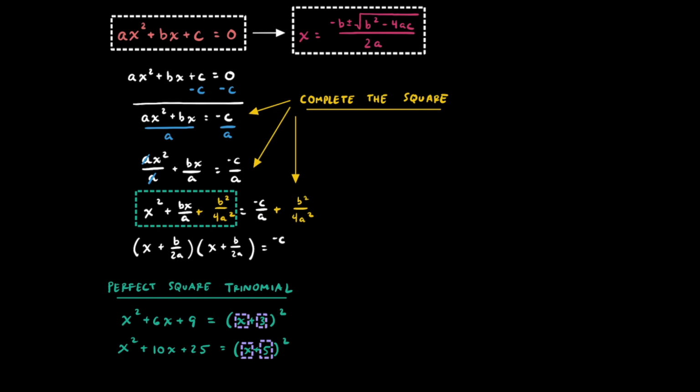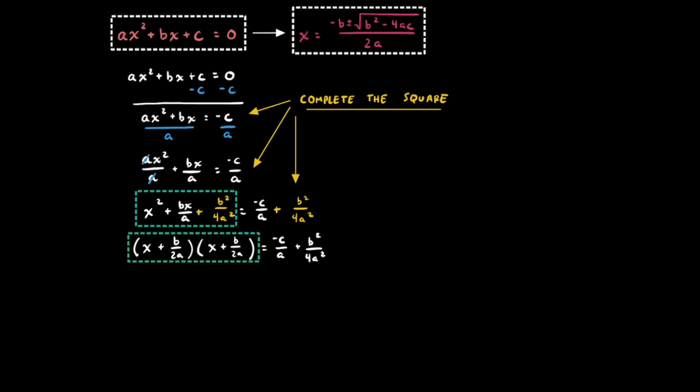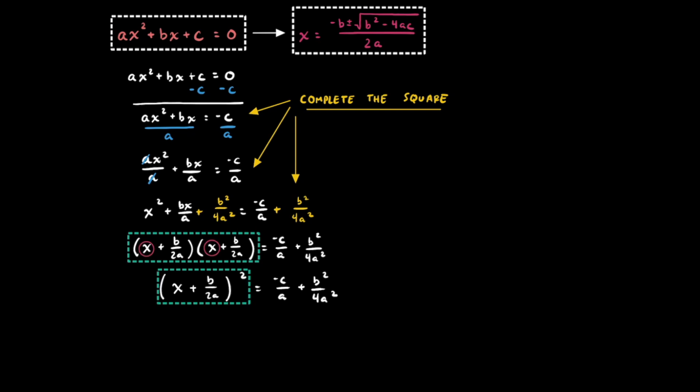This is still equal to negative c over a plus b squared over 4a squared. Now that we've factored it, let's simplify it a bit more. Since we have 2 identical binomials here, we can write (x plus b over 2a) squared is equal to negative c over a plus b squared over 4a squared. The whole point was to get these x's in 2 locations to just having x in 1 location.